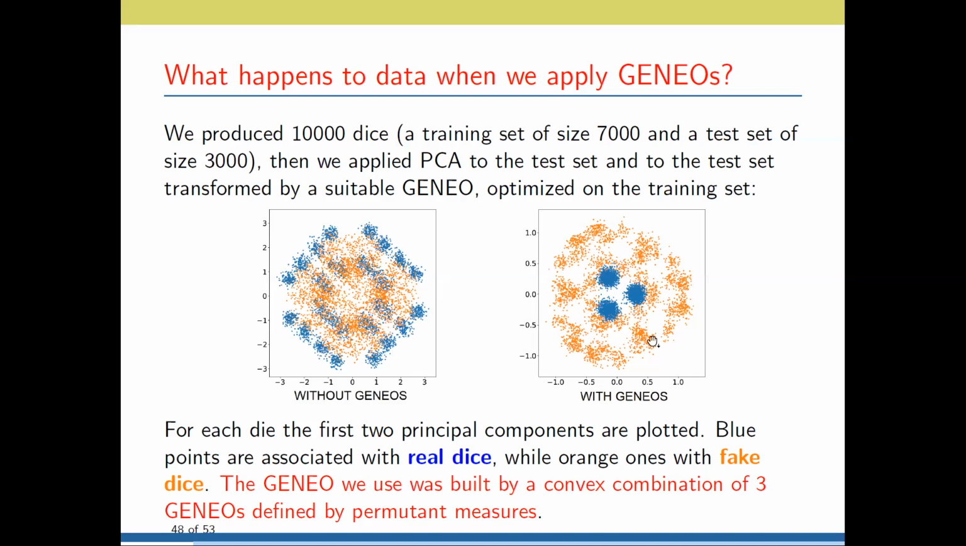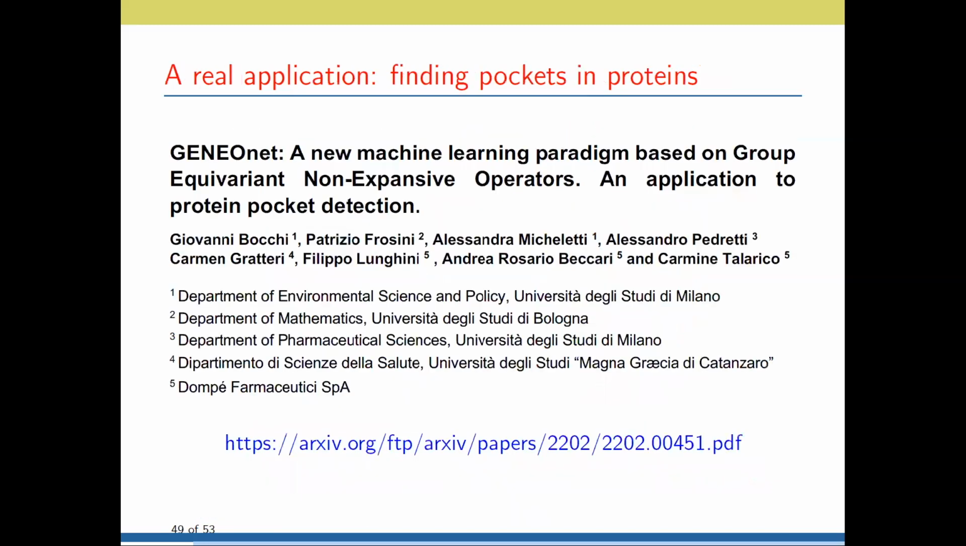In this case, the GENEO did its work, the work of changing the data in order to make them more understandable. The GENEO we used in this example was built by a convex combination, and you know the convex combination preserves the property of being a GENEO, of 3 GENEOs defined by permutant measures. Okay, so this is the toy example.